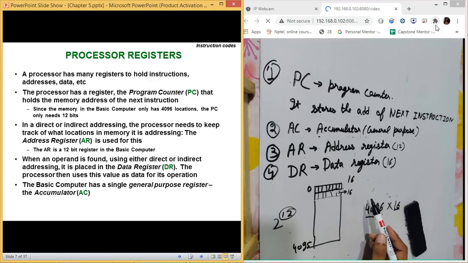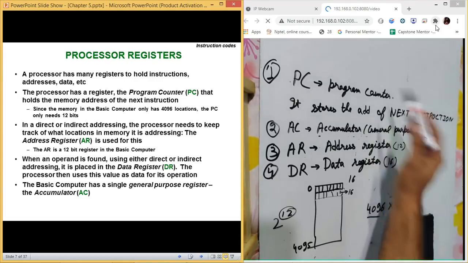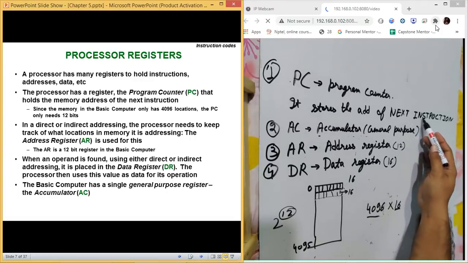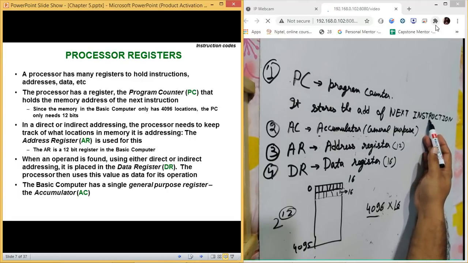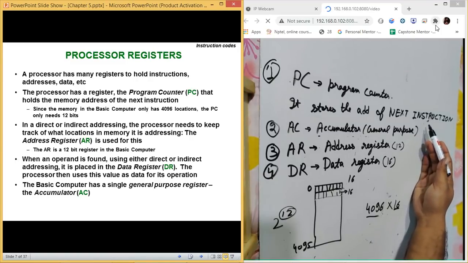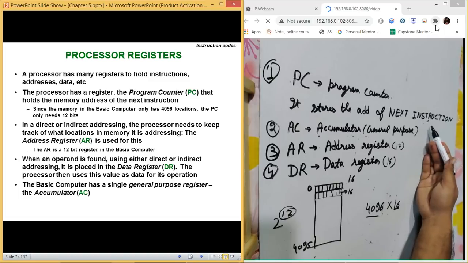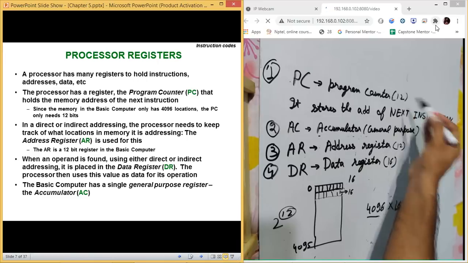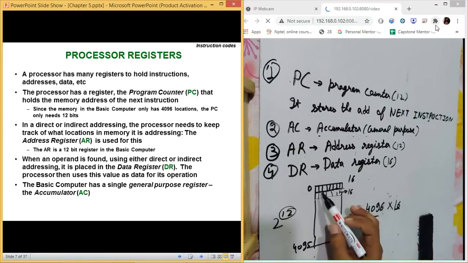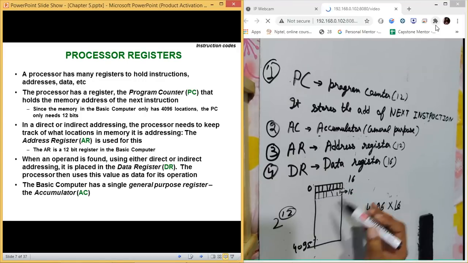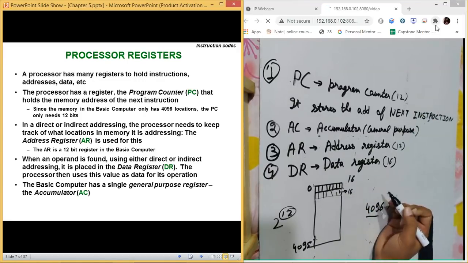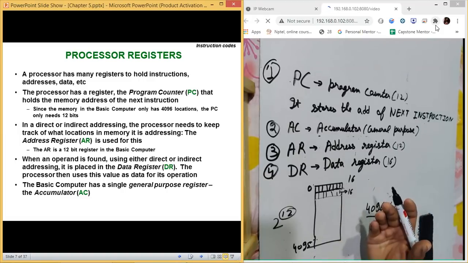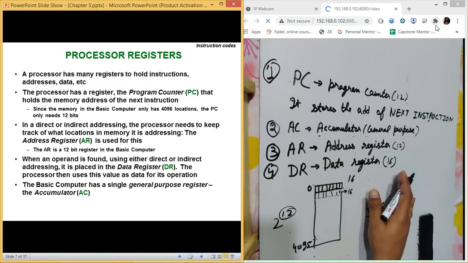Similarly, if we talk about the program counter, it is going to store the address of the next instruction. How many total instructions can there be? It can never be more than 4096. So what will be the size of this program counter? 12, because the total number of instructions can be only 4096, so it should be 12 bit. That is how we decide what will be the length of our different registers.